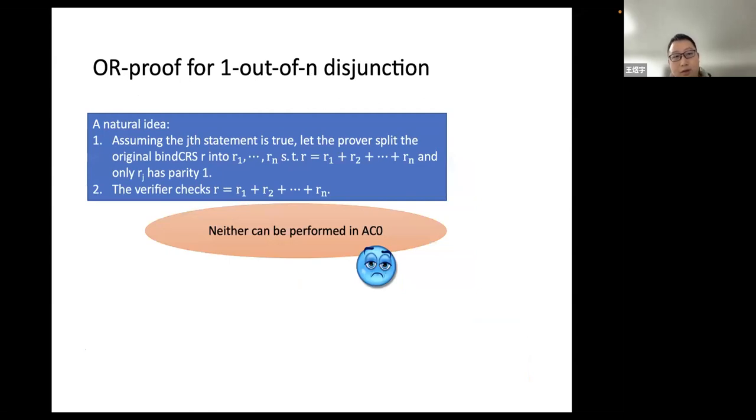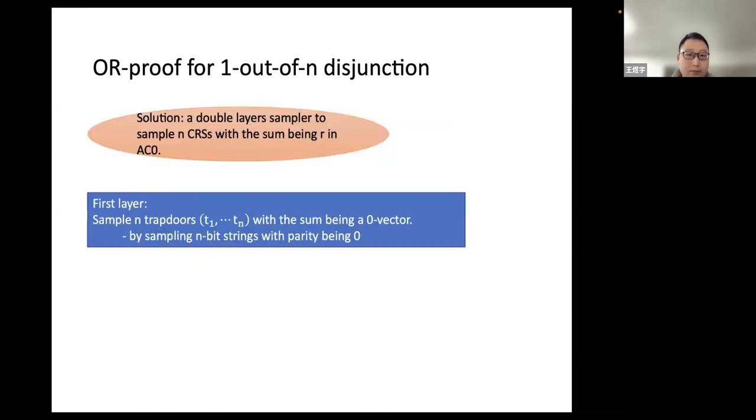To convert this OR proof to an OR proof for 1 out of n disjunction, the natural idea is just to split the CRS in a more general way. At first, assuming the jth statement is true, we let the prover split the original binding CRS R into n CRS such that the sum of them is equal to the original one, and only the jth CRS has the parity being 1. And the verifier will check whether the sum of all the CRS is equal to the original one. However, none of them can be performed in AC0.